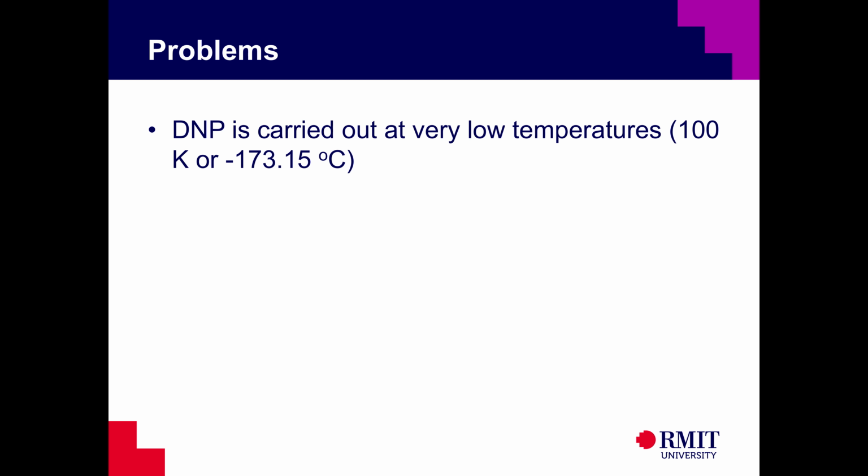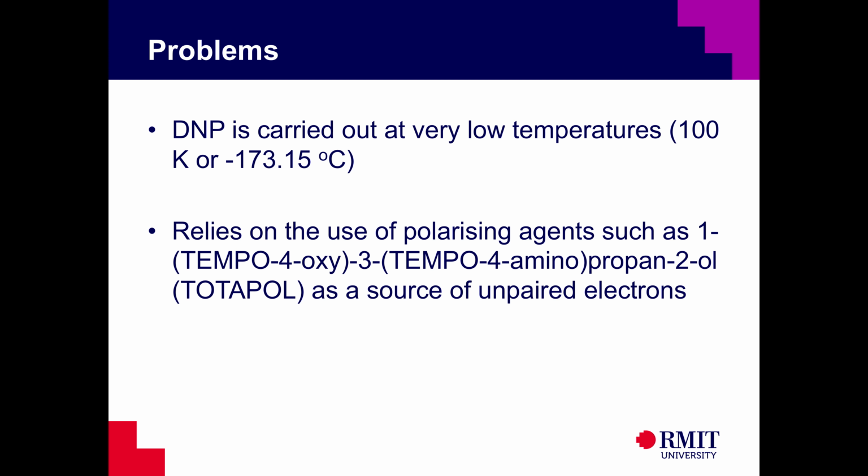One of those is it's often carried out at quite low temperatures. It requires low temperatures, and you need a source of unpaired electrons to transfer the spin, and that's often done by a particular type of polarizing agent that you have to add to the sample. So TOTAPOL is one of the more common ones. You can also get SOLUPOL, which is a soluble one.